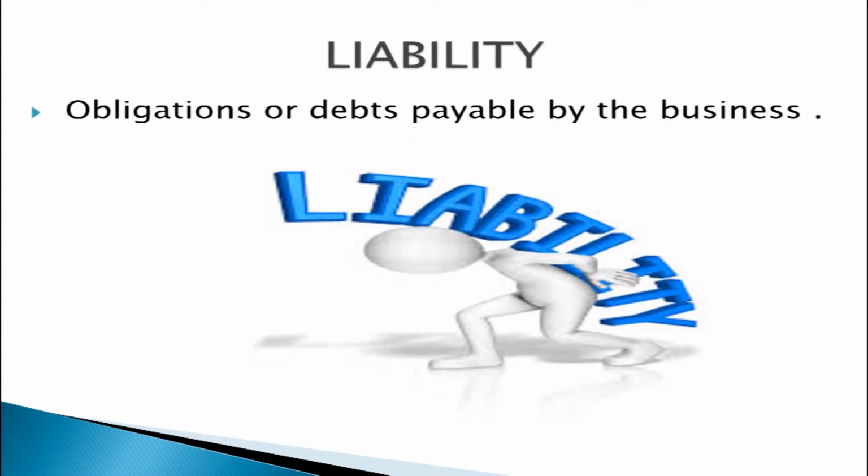First one is liability. Liabilities are the obligations or debts payable by the business in future in the form of money or goods. For example, Mr. A has purchased goods on credit from Mr. Z worth $10,000. In this case, Mr. A has a liability of $10,000.